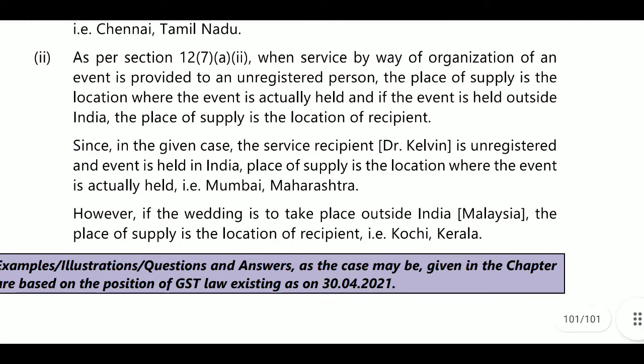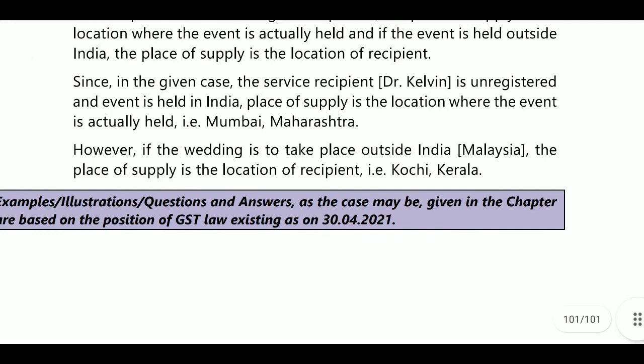If the event is held outside India, then the location of the recipient will be considered for the place of supply. However, if the wedding is to take place outside India, the place of supply is the location of the recipient, that is Kochi, Kerala.